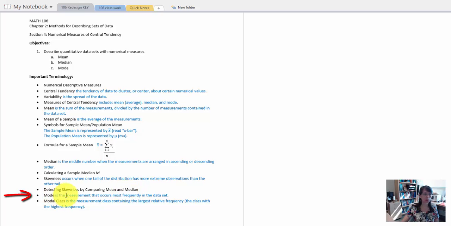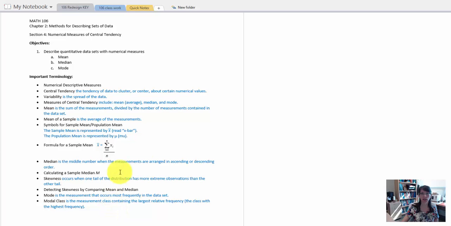The mode is the measurement that occurs most frequently in the data set. If all measurements occur at the same rate, then we will have no mode. It is possible to have more than one mode. The modal class is simply the measurement class containing the largest relative frequency, or the class with the highest frequency.